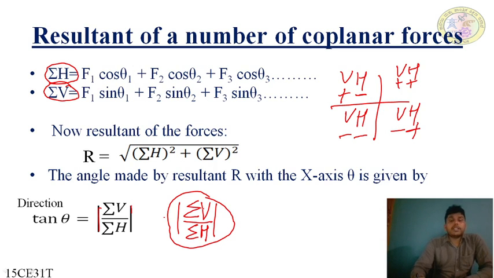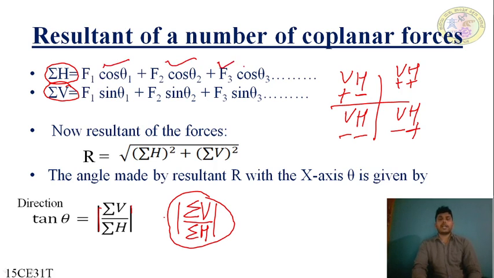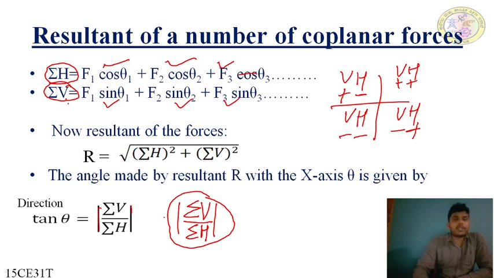Just understand this. The first step of calculating the resultant force is to calculate the horizontal component of all forces and add them to get sigma H. The summation of all vertical component forces gives sigma V. Then the resultant is the square root of sigma H square plus sigma V square.